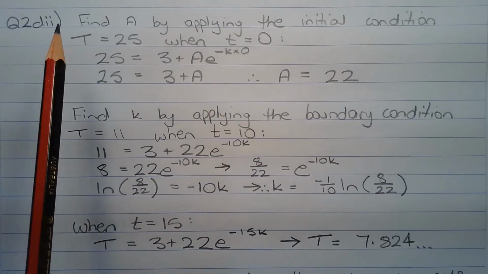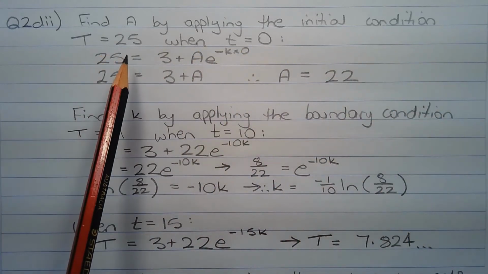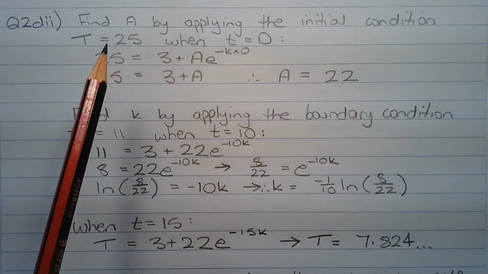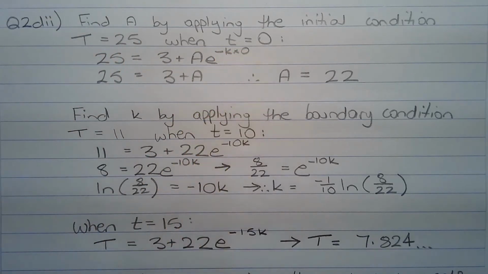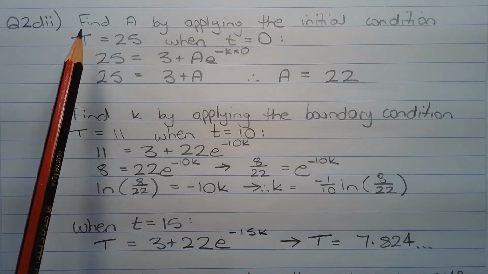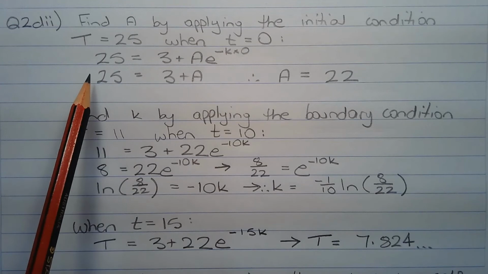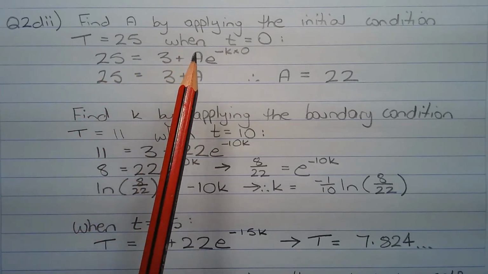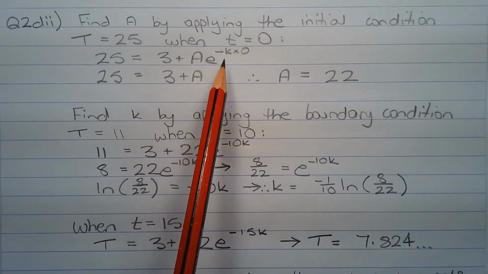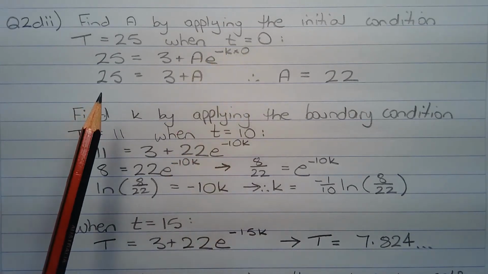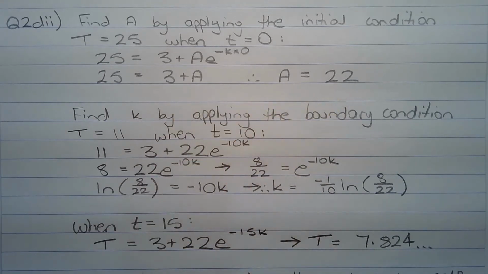The first step is to find the value of a by applying the initial condition, T equals 25 when t equals 0. That is, the salad is initially at 25 degrees Celsius at time t equals 0. So substituting T equals 25 and t equals 0 into the equation, we have 25 is equal to 3 plus ae to the power of negative k times 0. And e to the power of negative k times 0 is equal to 1. So we have 25 is equal to 3 plus a, therefore a is equal to 22.